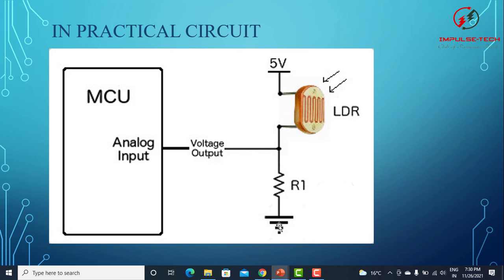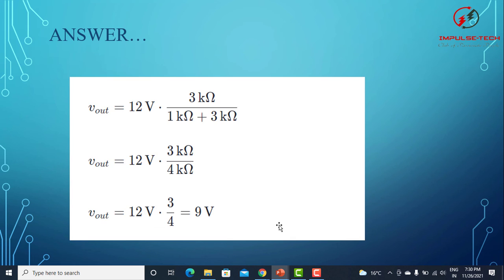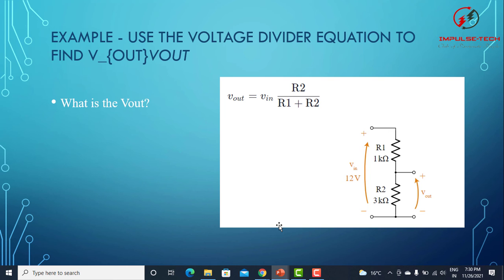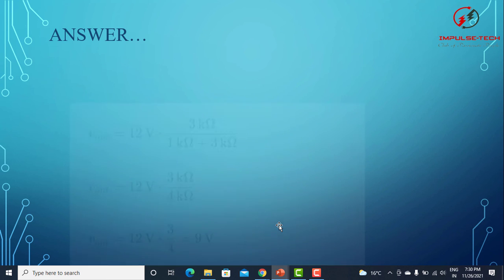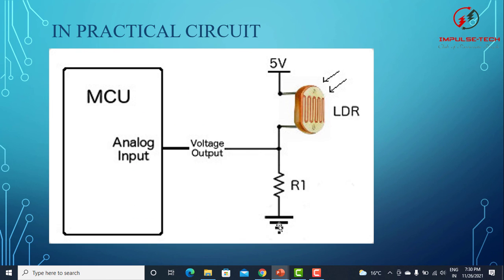As I have already told you, Vout of the voltage divider circuit depends upon the Vin as well as on the resistance. So here you can see the LDR changes its resistance. As you can see in the picture, here the 5 volt is fixed, but what is changing? The resistance is changing. So whenever the resistance changes, the output voltage of the voltage divider circuit changes. So we want that output voltage for reading the light intensity.